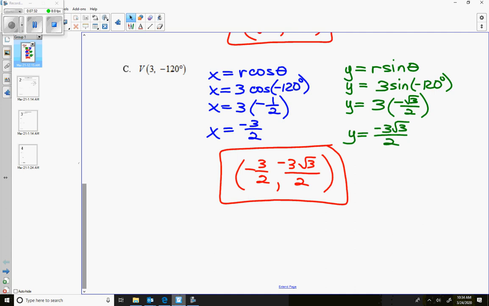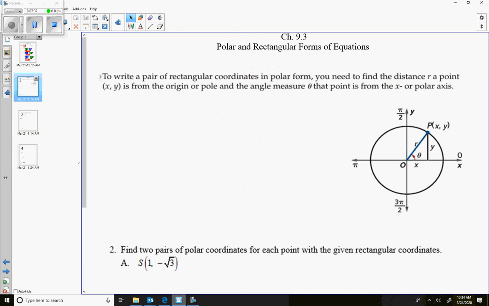All right, that was page 1. Page 2. Let's go the other direction. To write a pair of rectangular coordinates in polar form. Now what we're looking for is the distance r and the angle theta. But how do we find those? Well, if you are looking at your triangle right here, if you know x and y, got too much scribble here.